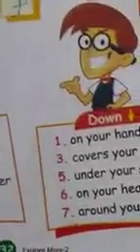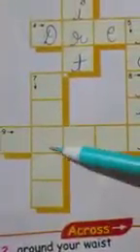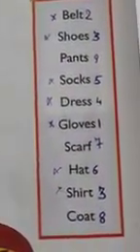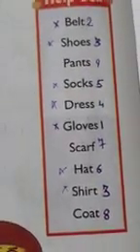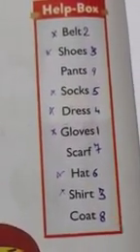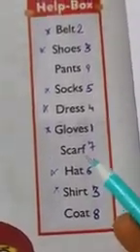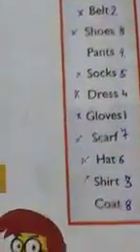Now seventh, around your neck. What we wear around our neck? Now see, where is seventh? 1, 2, 3, 4, 5. The word should be of 5 letters. But pens, we do not wear pens on our neck. Scarf, yes, scarf we wear around our neck. So you will write S C A R F, scarf.